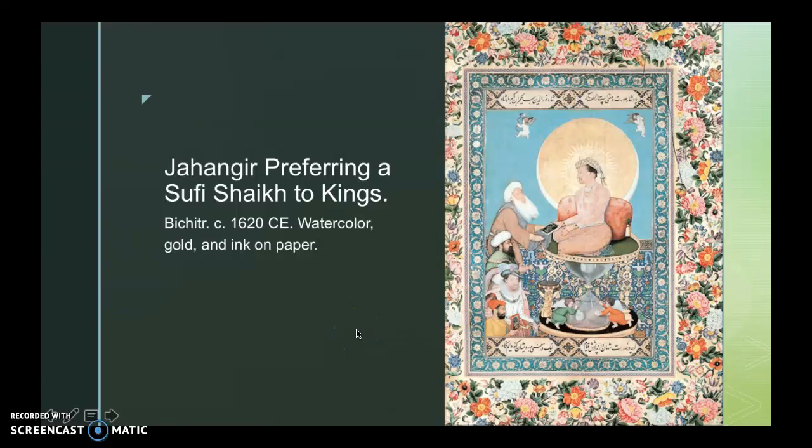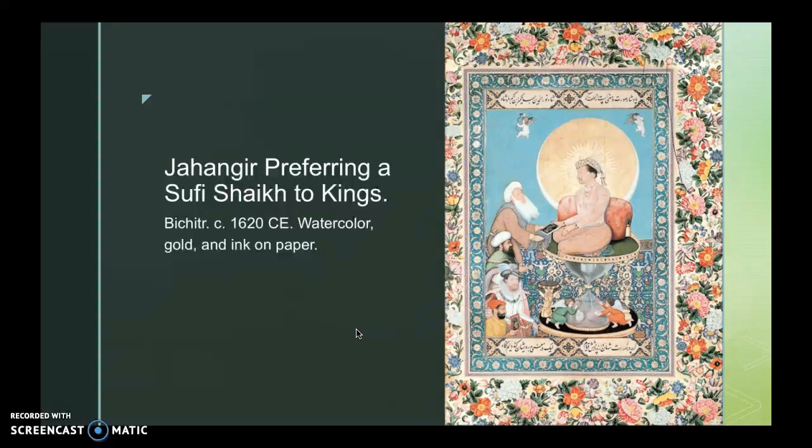All right, let's look at two works of art from the Mughal period in India. First, let's talk a little bit about the Mughals, though. So the Mughal Empire in India, they claim to descend from the Timurids and the Mongols. So think that this is a Muslim empire.